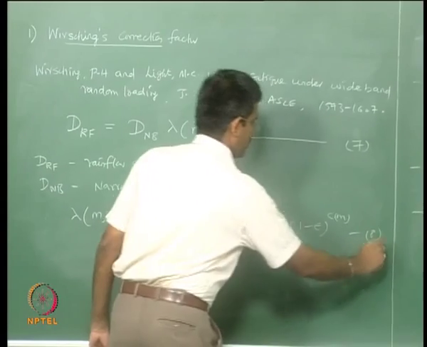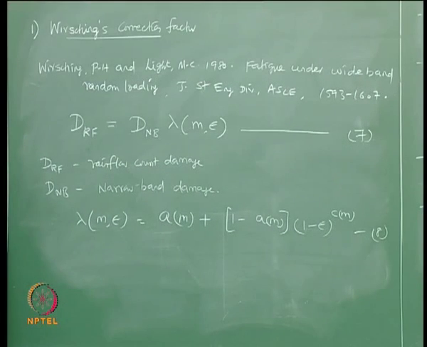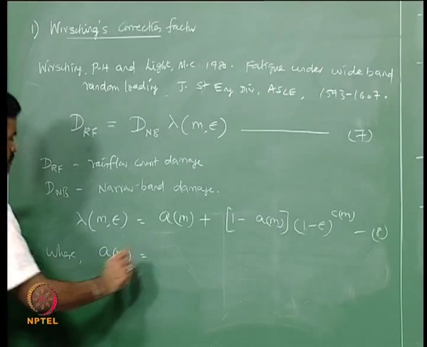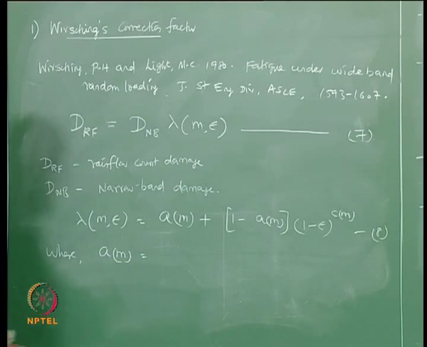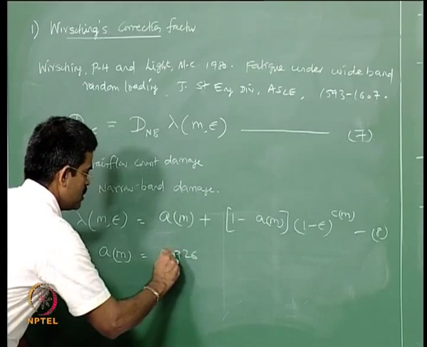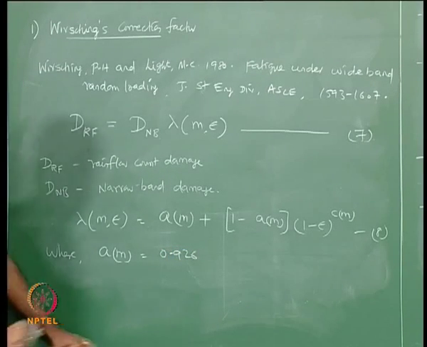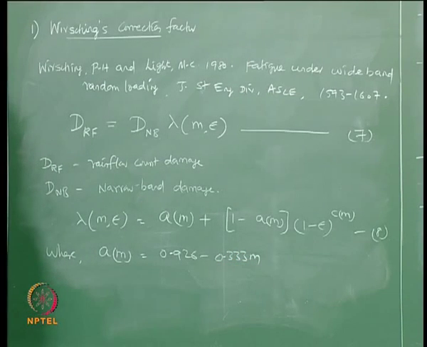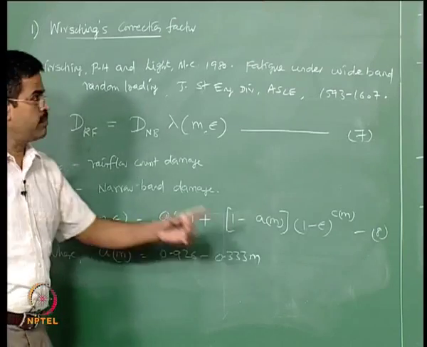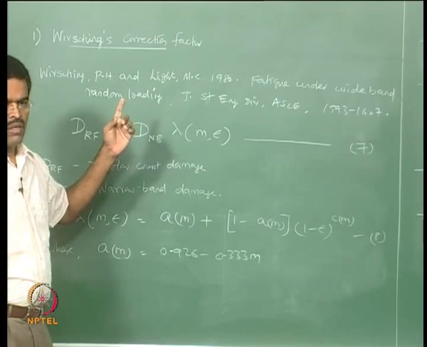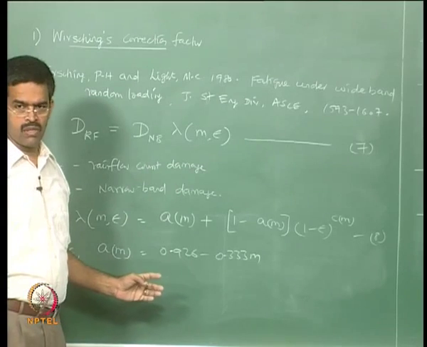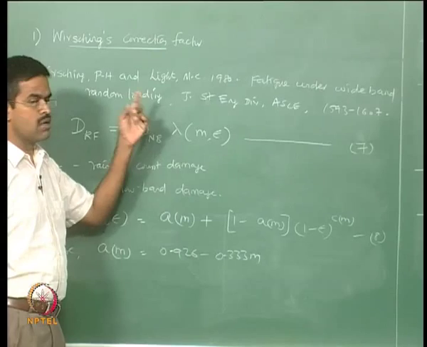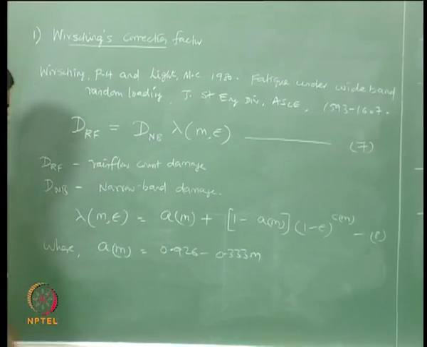Equation number 8, where A of m is again an empirical equation suggested by the researchers, 0.926 minus 0.333 m. I will always request the viewers to look into all these original equations from the paper, okay. Though I am trying to reproduce them here for the benefit of the viewers so that you get all the equations at one place, you must always look into the original reference and check whether they are all right.